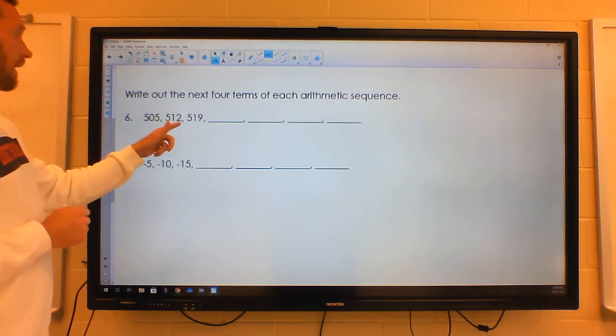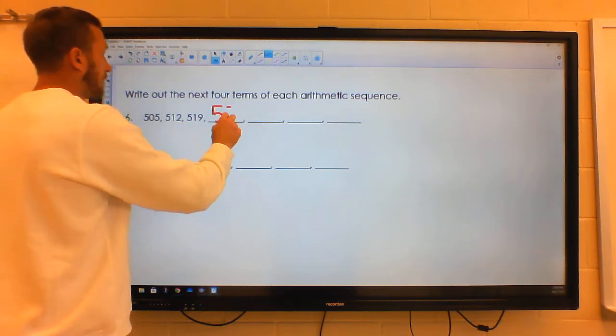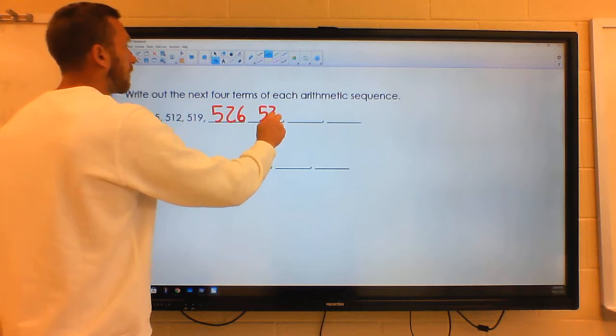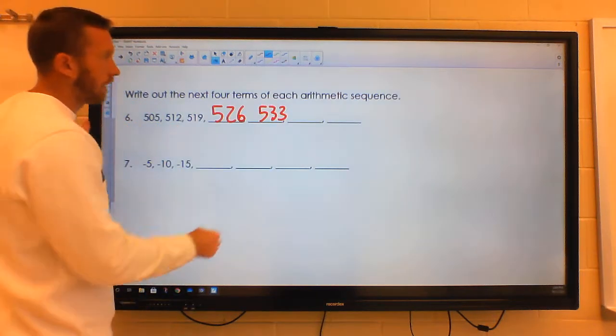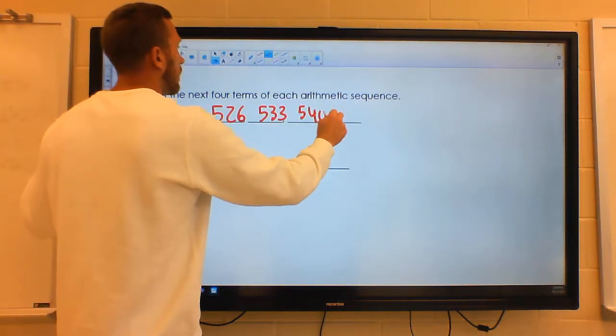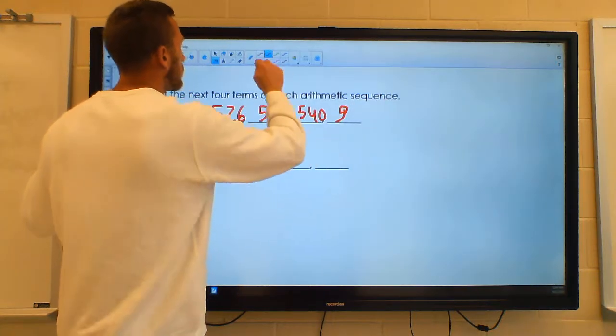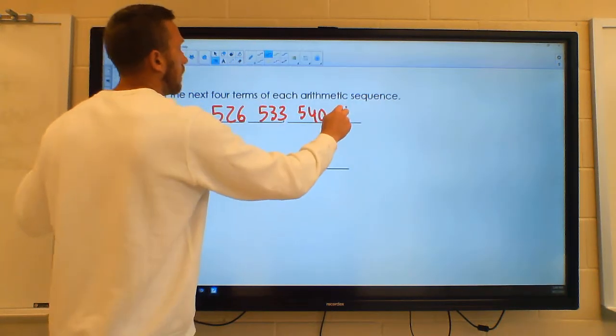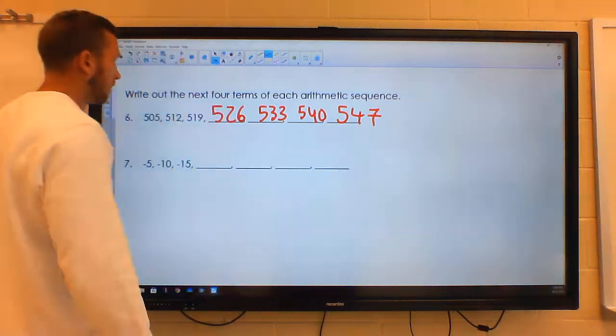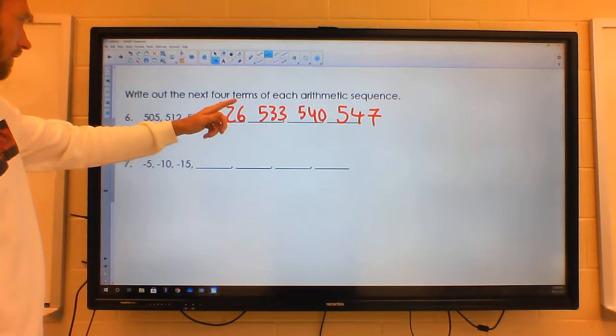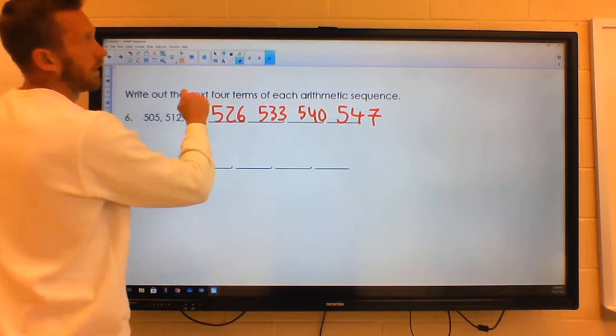Okay, write out the next 4 terms of each arithmetic sequence. Okay, add 7, add 7, add 7 gets me to 526, then 533. Dang, I did not give myself enough space on these blanks. 540. Ooh, that's an ugly number. 547. Boom. Let's double check my math. 7, 7, 7, 7, 7, 7, 7.